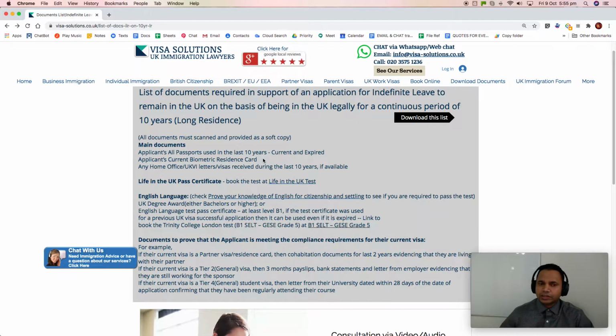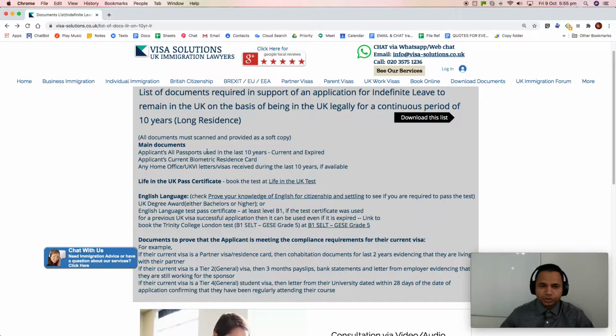Several times we filed applications, and if by mistake the client did not give us one page of the passport, I got emails from the caseworker asking for that particular page, saying we didn't get the scan of page number 25 of this passport. Then we had to ask the client to scan it, and we emailed it to them. So be mindful of that.